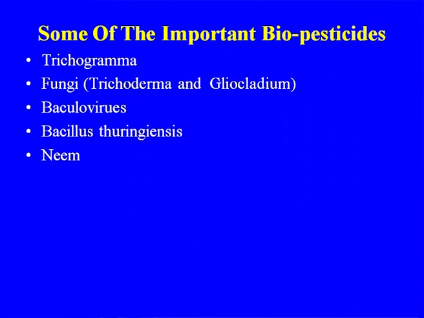Some of the important biopesticides are Trichoderma, fungi, Trichoderma and Gliocladium, Baculovirus, Bacillus thuringiensis, and neem. Neem is actually one of the important biopesticides. Earlier there was less use of it with the coming of more chemical pesticides, but again people have started thinking of neem as a pesticide as well as a part of fertilizer also.